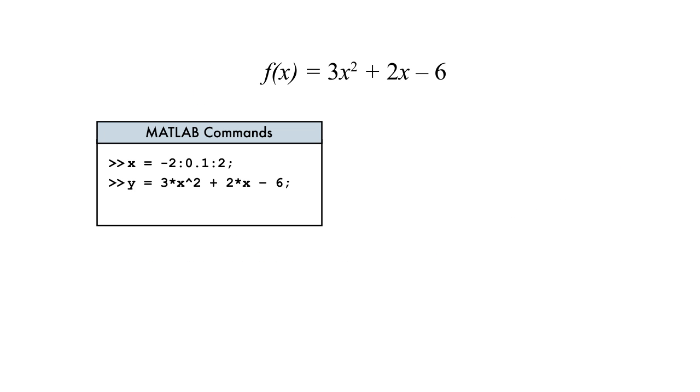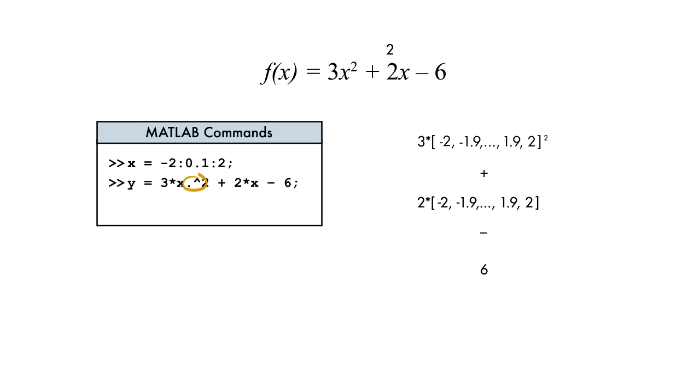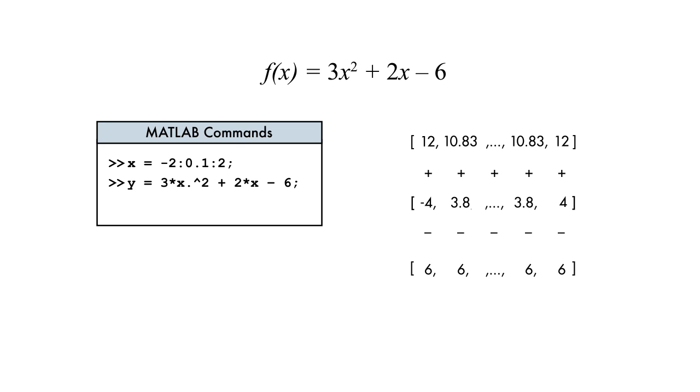Now back to that function we want to plot. Since x is a vector, we need to use the element-wise power operator to square each element of x. Let's see how this expression is evaluated. First, each element of x is squared. Then, each element of the two vectors is multiplied by the scalar. Finally, when adding or subtracting scalars and vectors, the scalar is automatically expanded to match the size of the vector before performing the addition or subtraction.